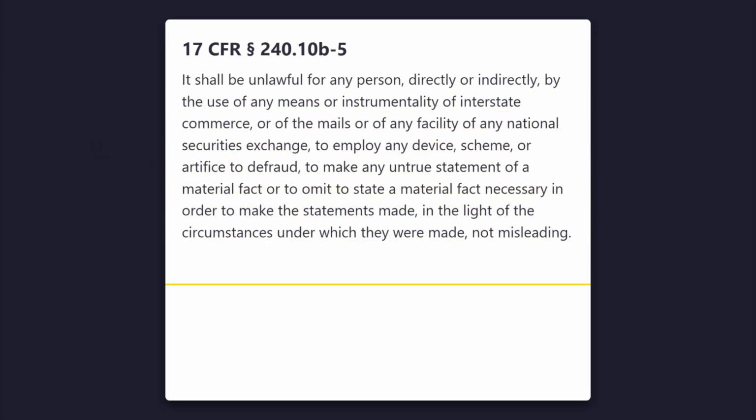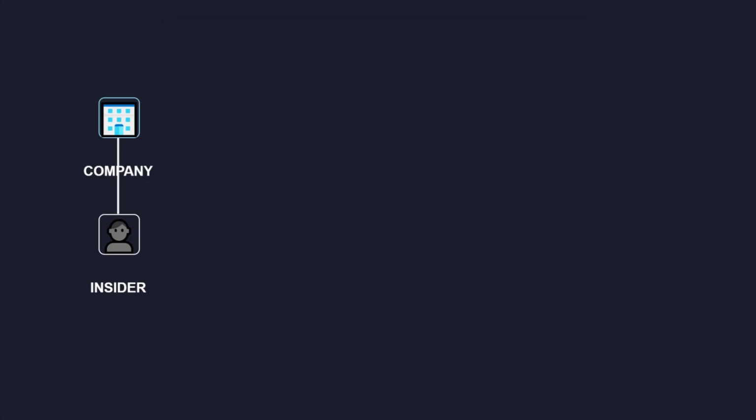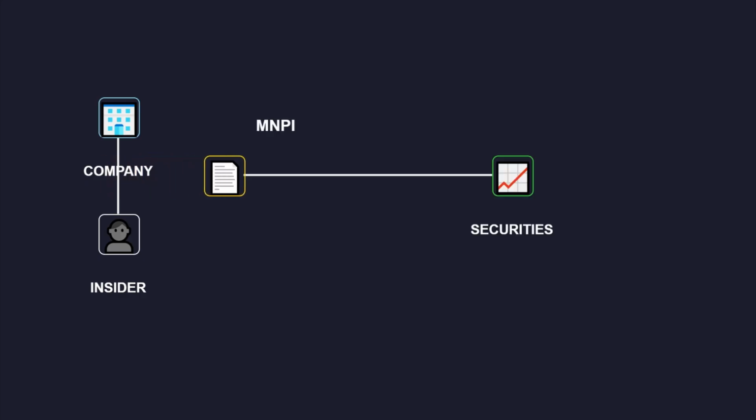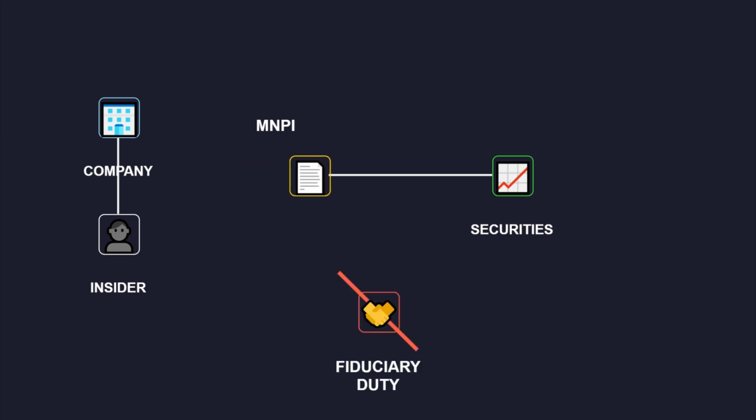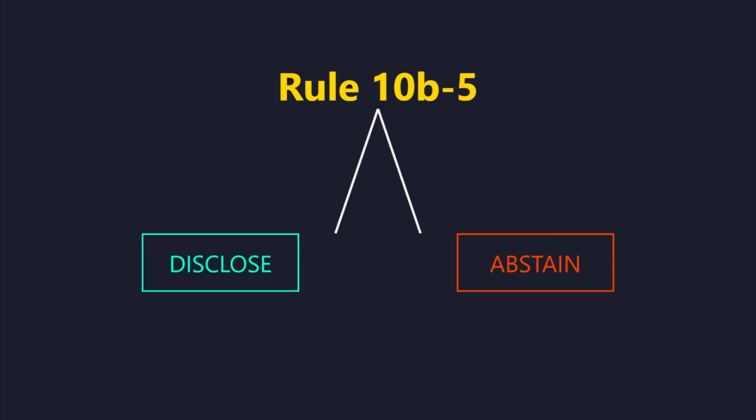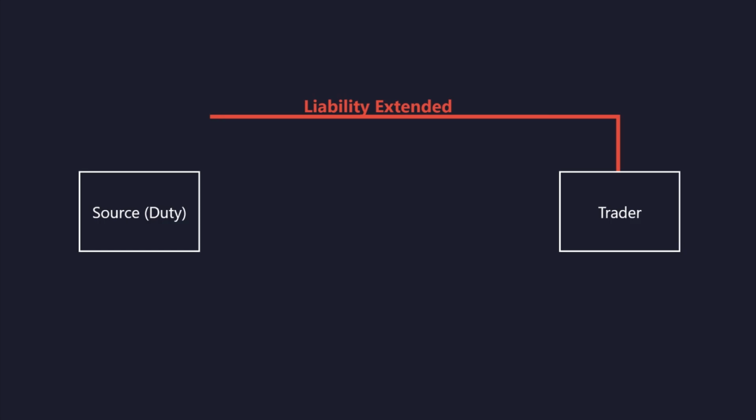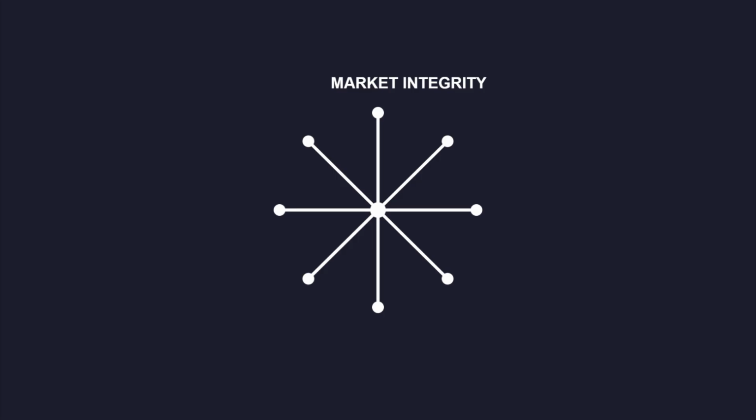Rule 10b-5 is the primary vehicle for prosecuting insider trading, despite the absence of the specific term in the text of the rule. The classical theory applies when a corporate insider trades in their own company's securities using material, non-public information in breach of a fiduciary duty. Under the classical theory, the insider must either disclose the non-public information or abstain from trading to avoid violating Rule 10b-5. The misappropriation theory extends liability to individuals who trade on confidential information stolen from a source to whom they owe a duty of loyalty.